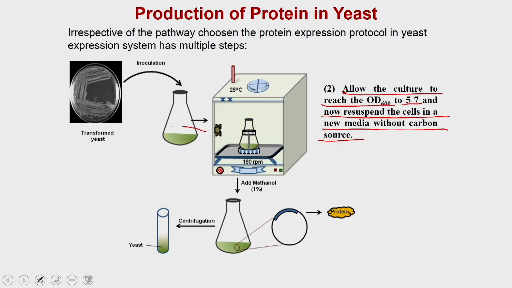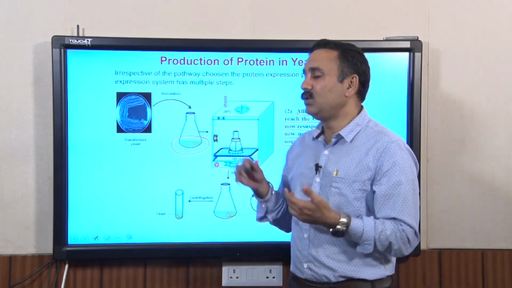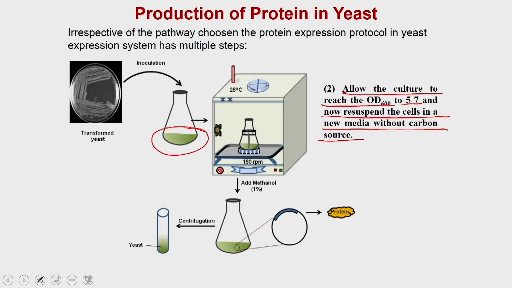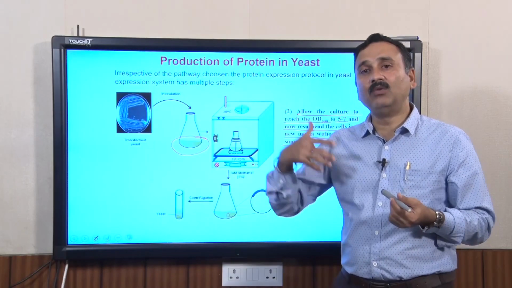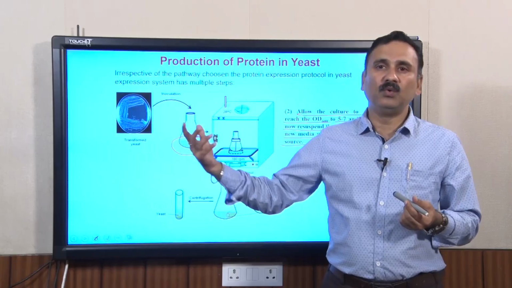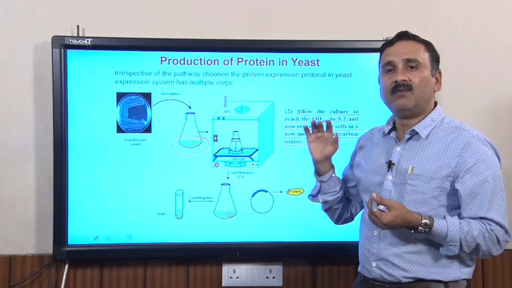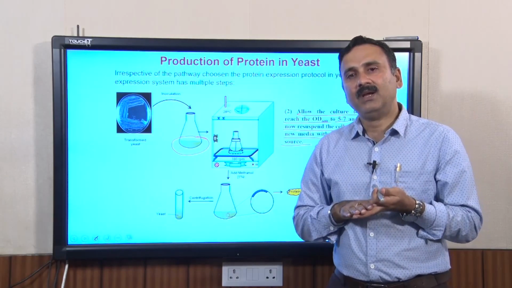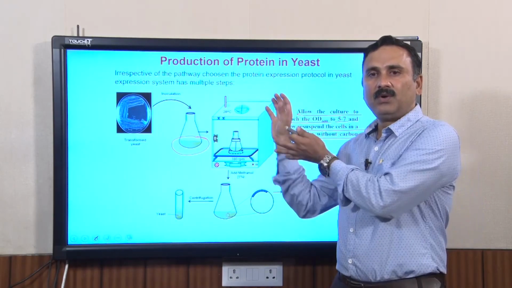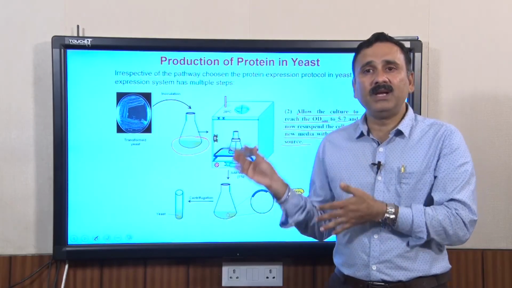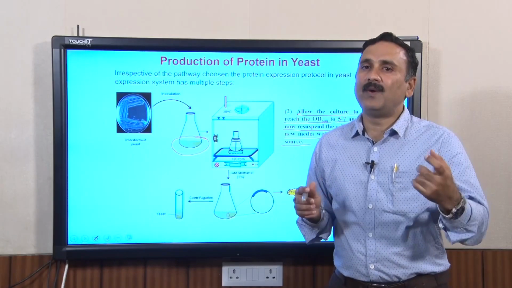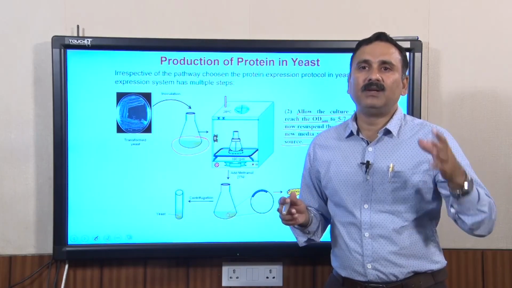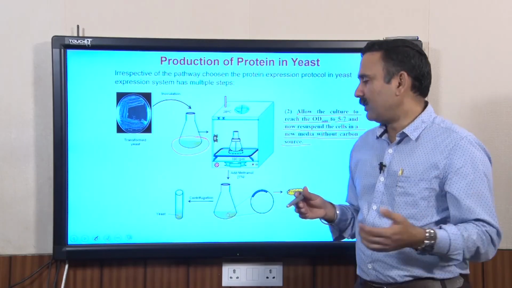So, in this particular type of media you are not going to use methanol as a carbon source. Here you are going to use a regular carbon source such as glucose or other kinds of carbon sources, and then you allow the yeast to grow to an OD of 5 to 6. Once it reaches an OD of 5 to 6, you pellet down these yeast cells and put them into a new media, and in this new media you are not going to provide glucose or other carbon sources.